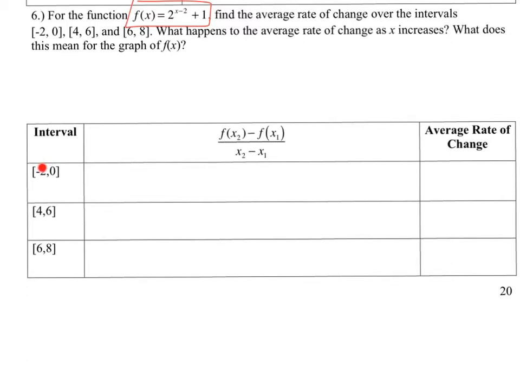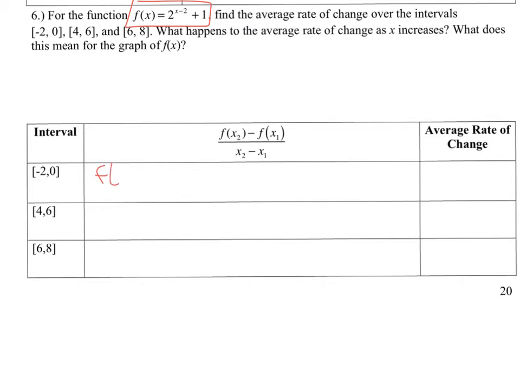Okay, so this is a domain interval. These are x values. So they want us to find the average rate of change, or the slope, between x values of -2 and 0. The thing is, we need y values for that. So the first thing that you have to do is find your y values.